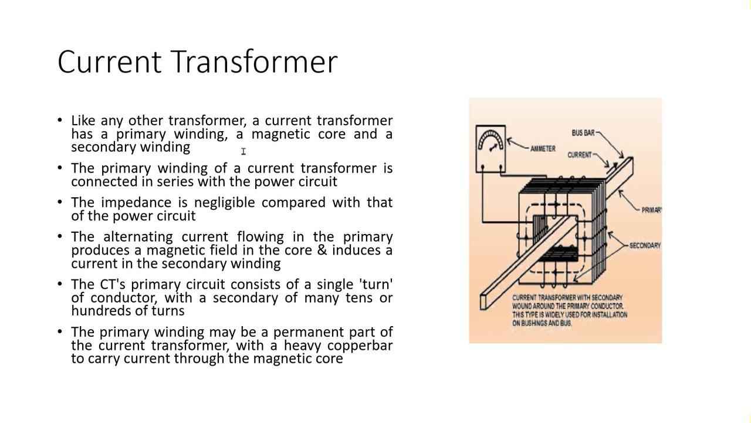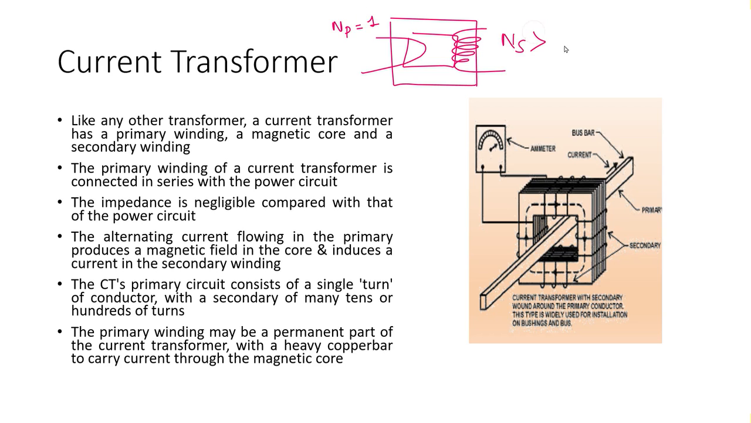The current transformer is just like a single phase transformer, in which we are having only one turn, so NP is equal to 1, and we are having a bit more NS, so NS is greater than, let's say, 200. So this is one turn and this is more turns. Let's say this is 200 turns.